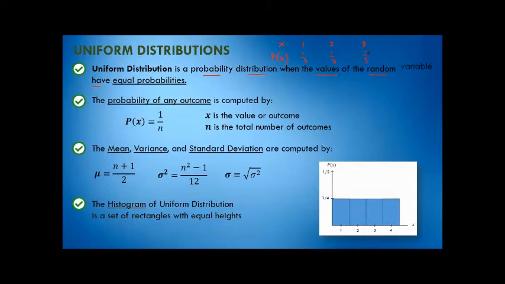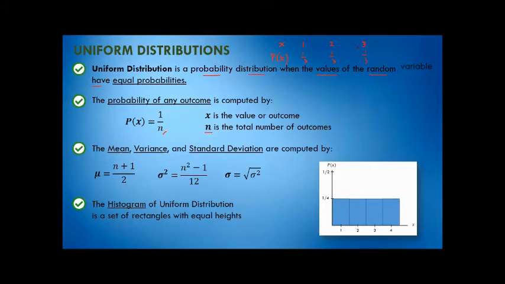The next thing we need to know is how are we going to compute for the probability of any outcome. So madali lang to. It is computed by this formula. So probability of any outcome is equal to 1 over n. So ang n na tinutukoy natin is the total number of outcomes. And then x is the value or the outcome.